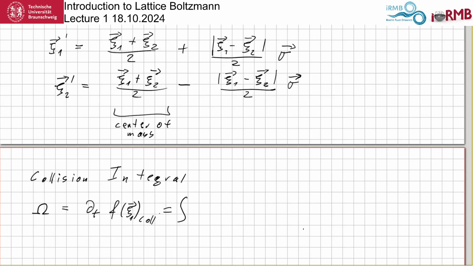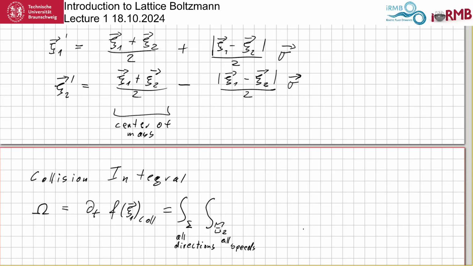So this is the integral over all the directions. Sigma, I write now a capital sigma. This is supposed to be all directions, and over all velocities of the particle we are colliding with. This is a capital Xi. The other one was a small Xi. This is all the speeds. But important, not the speed Xi1, but the speed Xi2.